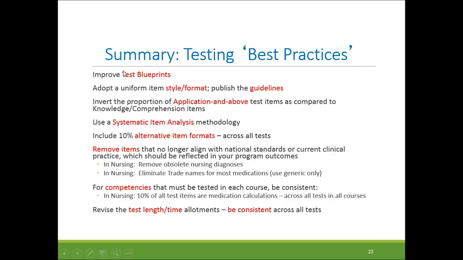So for best practices, generally speaking, improve your blueprints, adopt some guidelines, increase your proportion of application and above items on the cognitive taxonomy across your item bank, use a systematic item analysis approach.